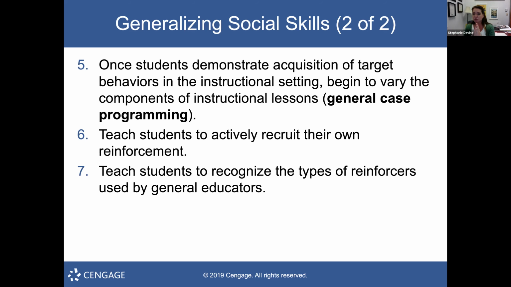But again, the student should be at acquisition before you do this. They should have demonstrated a mastery of that acquisition phase with a consistent setting. And then you start playing with those variables.